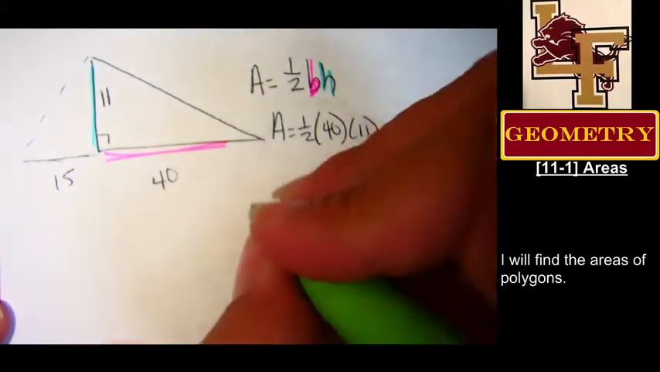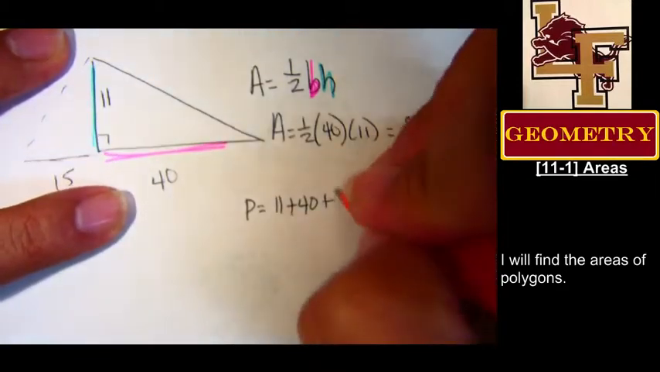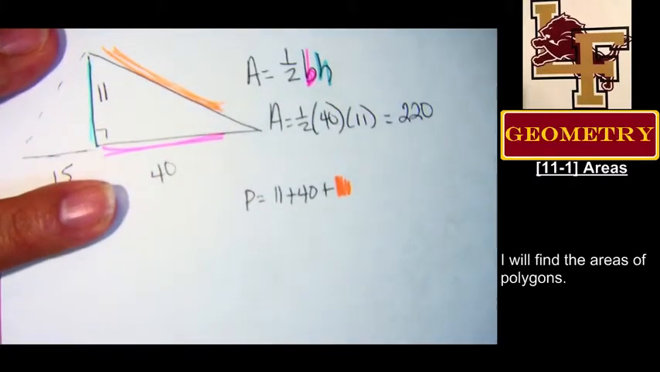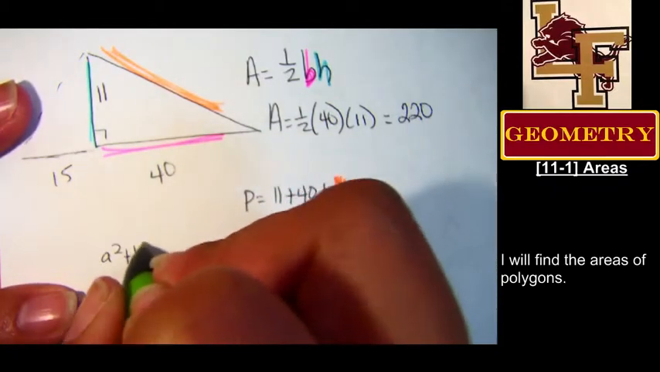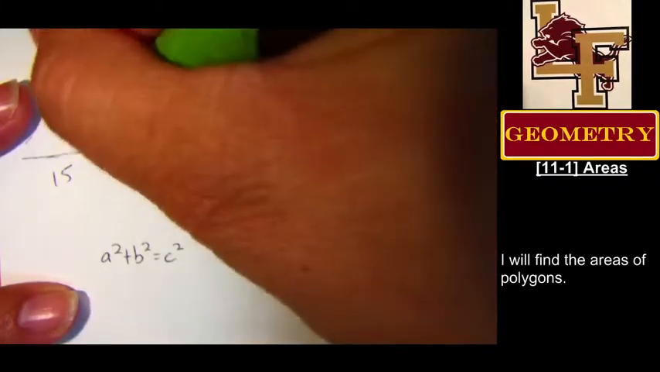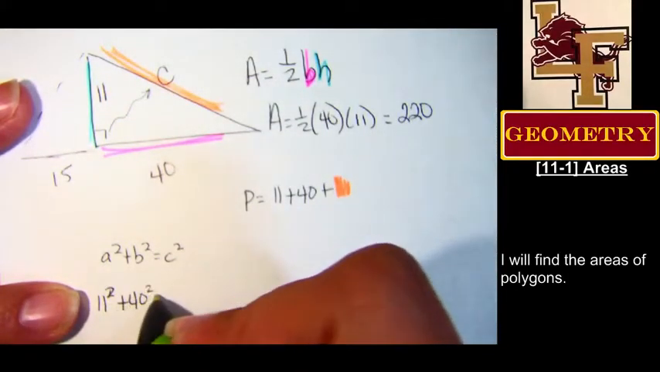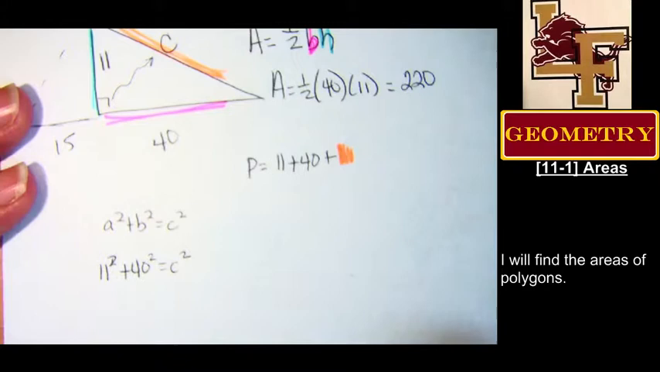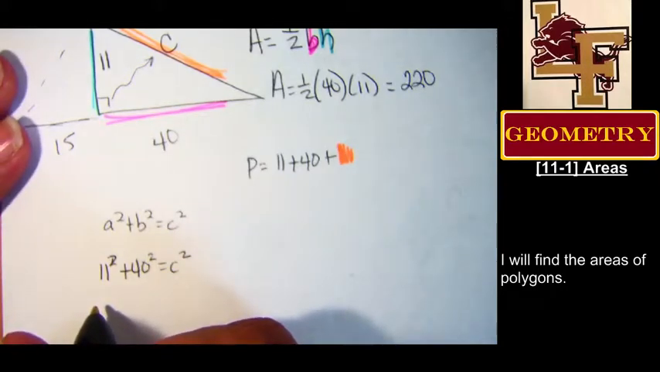Perimeter. The 11 plus the 40 plus the measure of a side that I don't know. How do I find the measure of that side? Pythagorean theorem. This is across from the right angle, so it's c. No one cares where you put the other two sides. I'm going to need some serious help with numbers. Oh, never mind. Yes, we've got to square them first, sweetheart.